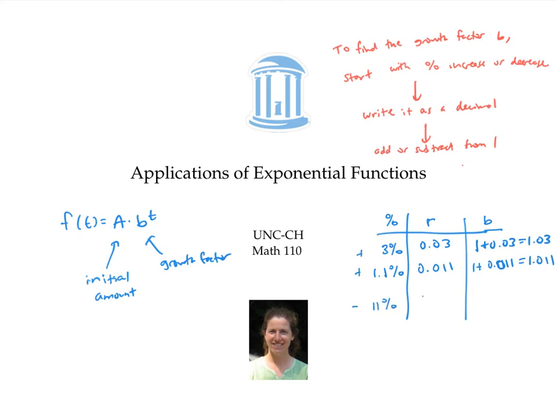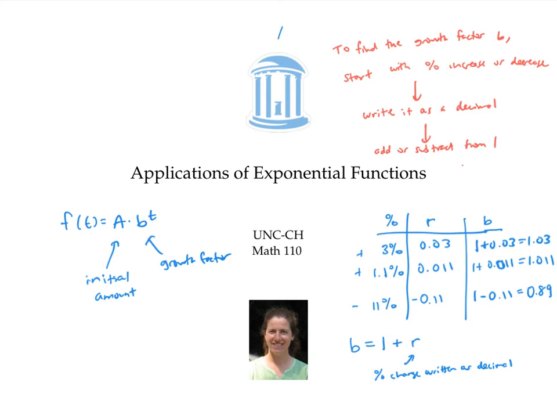In the drug example, we had a decrease of 11%. We wrote that as a decimal, and we subtracted the 0.11 from 1 to get 0.89. In fact, you can always write the growth factor B as 1 plus the percent change written as a decimal. If you're careful to make that percent change negative when the quantity is decreasing and positive when the quantity is increasing, since here 1 plus negative 0.11 gives us the correct growth factor of 0.89, which is less than 1.